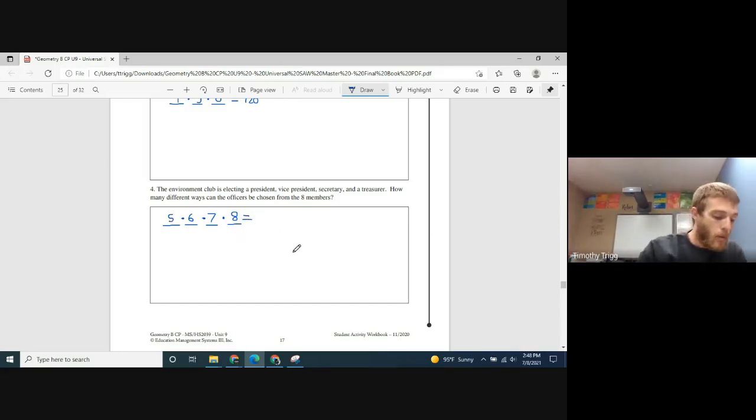Multiplying those together will tell us how many different permutations there are. In this case, 1,680 different ways that they can choose these positions. And again, order matters here, right? Order matters. Being president is different than being vice president, which is also different from secretary or treasurer, right? These positions are all different from each other. So that's what makes this a permutation.